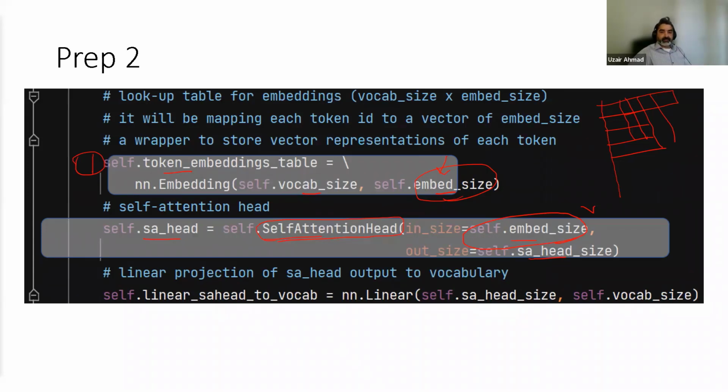And then on top of that, you have another multi-layer neural network, single layer feed-forward neural network, that will take the output of self-attention. It will have as many neurons as SA head size output. And it will output layer will have as many neurons as vocabulary size.